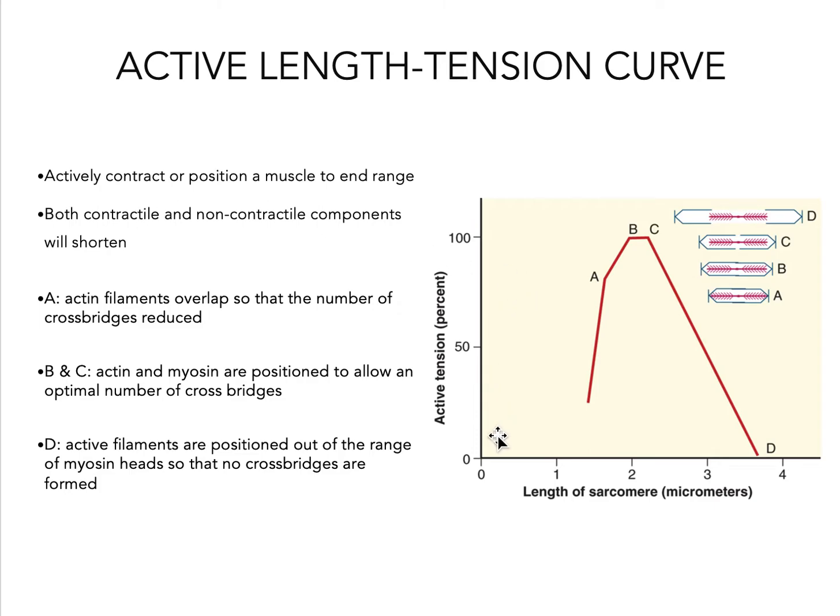Now, in position A, actin filaments overlap so that the number of cross bridges is reduced. So you're looking at the overlap right here. So if you're trying to produce tension when your wrist is completely flexed and your fingers are completely flexed, you're going to be at position A.